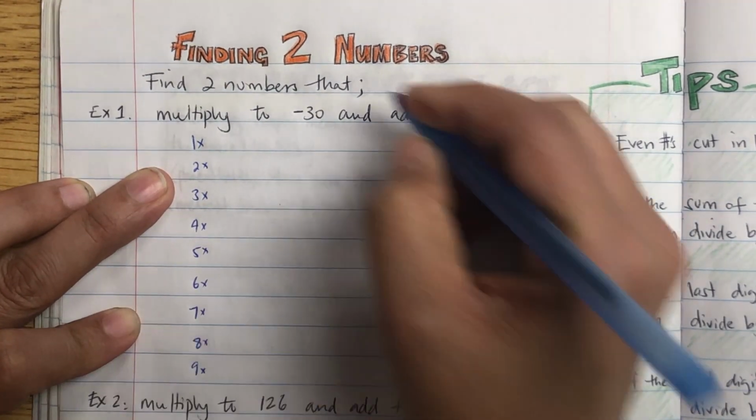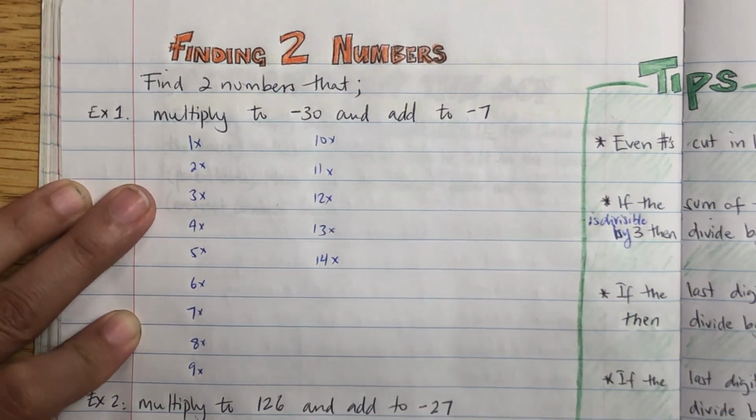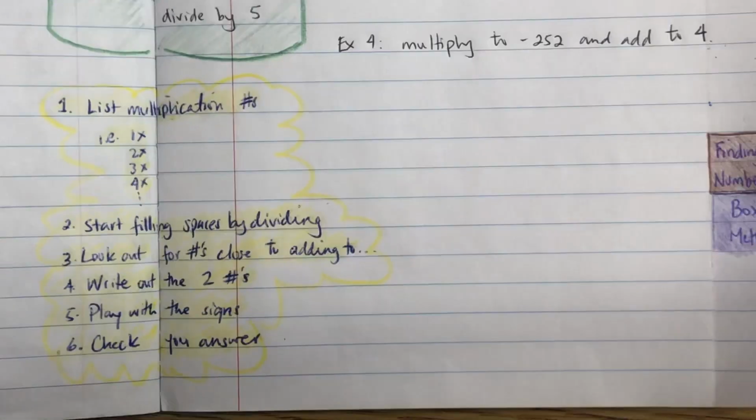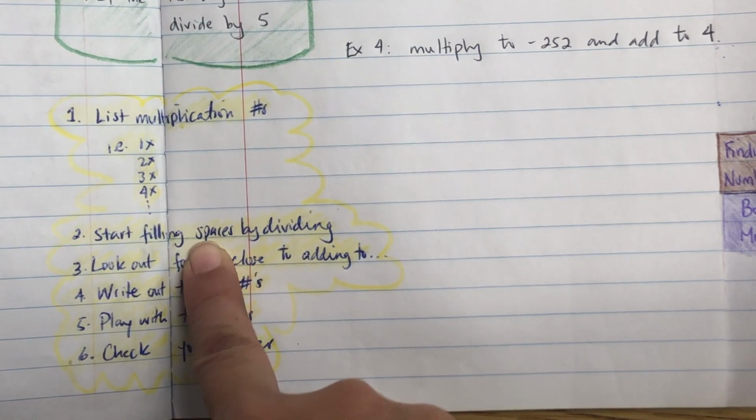This is a listening check. Underline the title, finding two numbers. And if I need more, I'll just do it. Okay, so I've done the first step. Start filling the spaces by dividing.